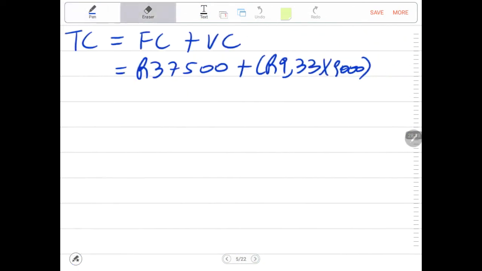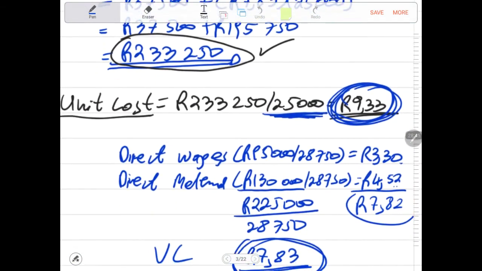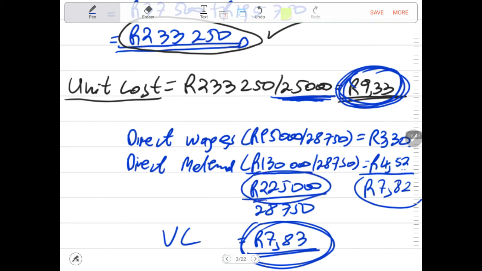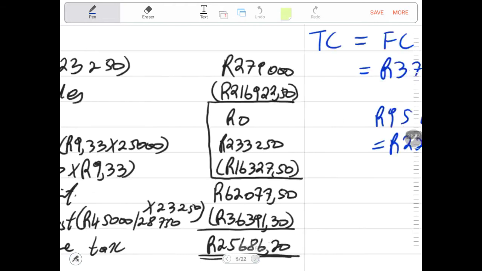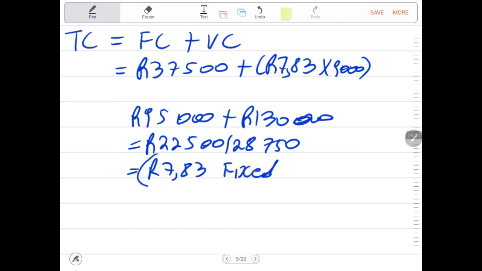Very important not to mess up with your numbers. So now we have 7.83 as our variable cost. Remember, it was a total of 95,000 for wages and 130,000 for material, which gave us 225,000 in total, and we divided by 28,750. So that is where this figure is coming from. We said this is a variable cost of 7.83. And remember, variable costs are fixed per unit. Take note of that.